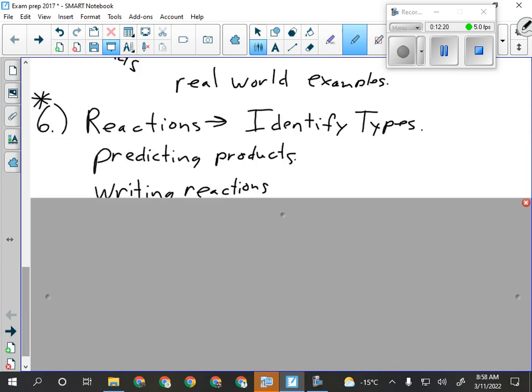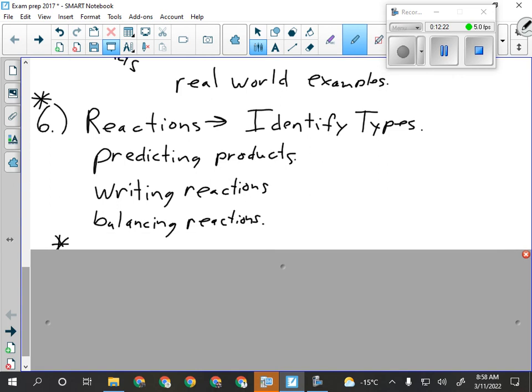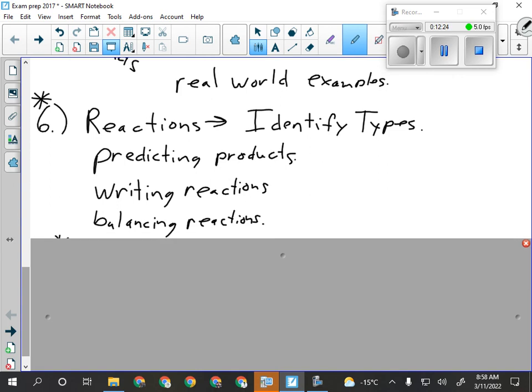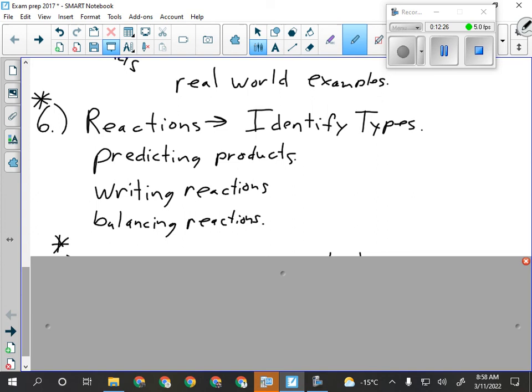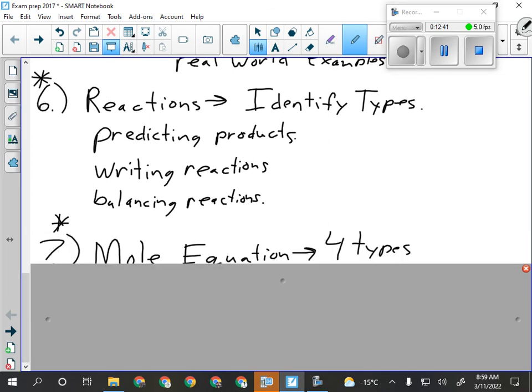So predict the products, write the reactions, balance the reactions. All of that stuff is important, so make sure you go over that. If nothing else, go over that. Please let there be something else. Don't let that be the only thing. Okay, mole equation.